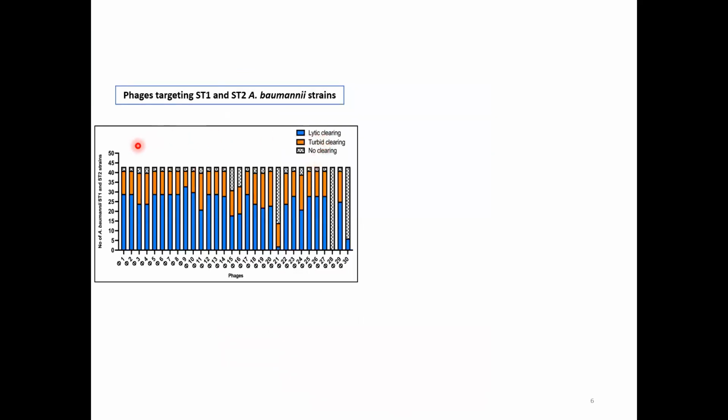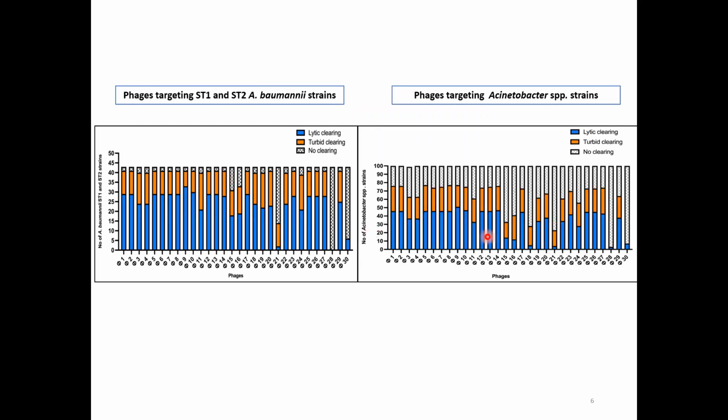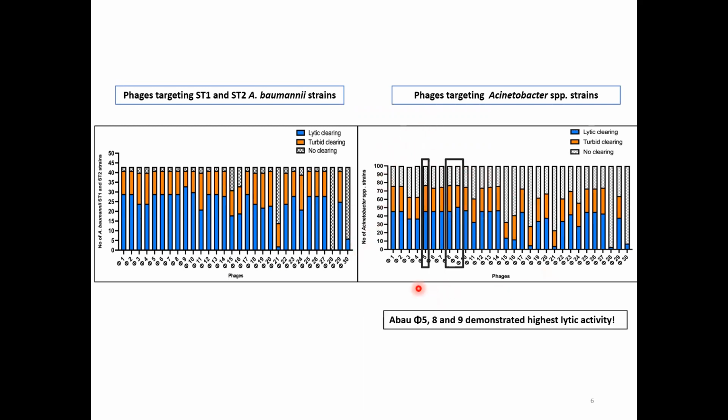So from the previous graph, we tried to quantify the number of strains killed by our phages so that we can narrow down our phages for further work. So we got to know that most of the phages infected our ST2s and ST1s except for some. Then we went on to analyze the result for the overall Acinetobacter, and we got to know that our phage 5 and phage 8 and 9 demonstrated the highest lytic activity.